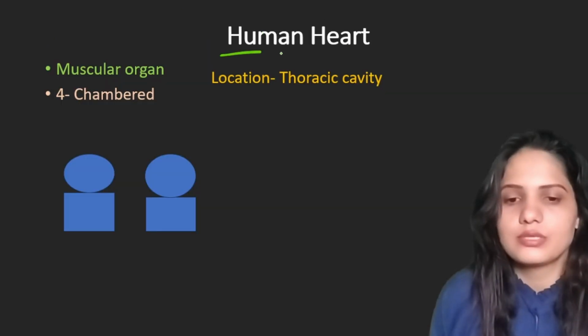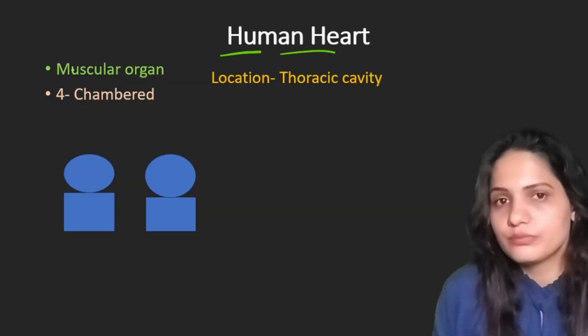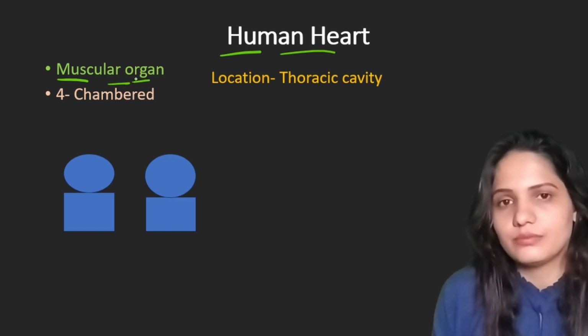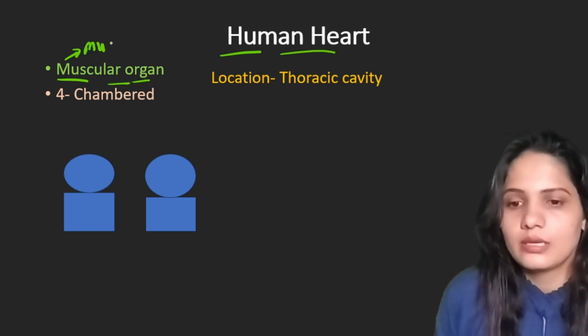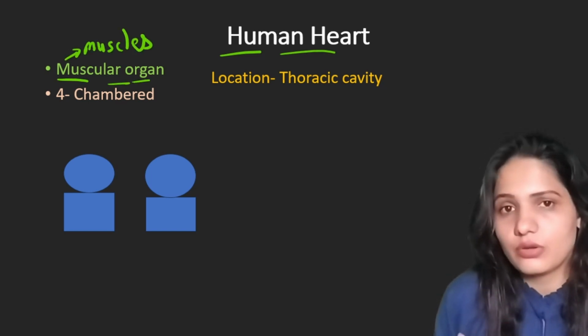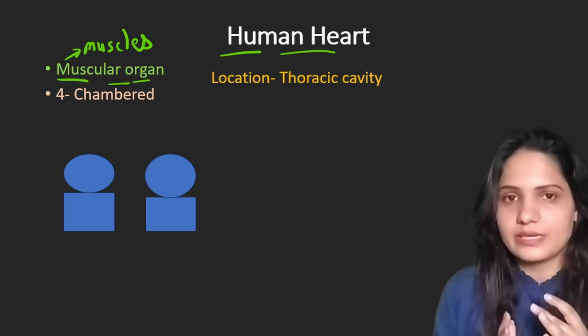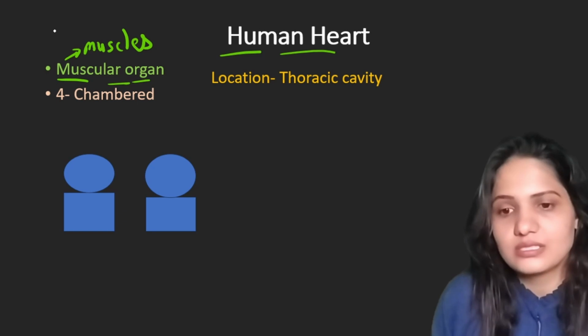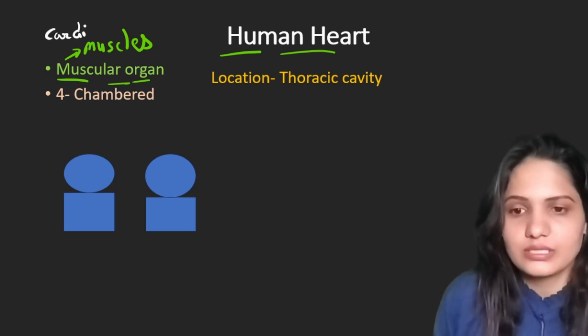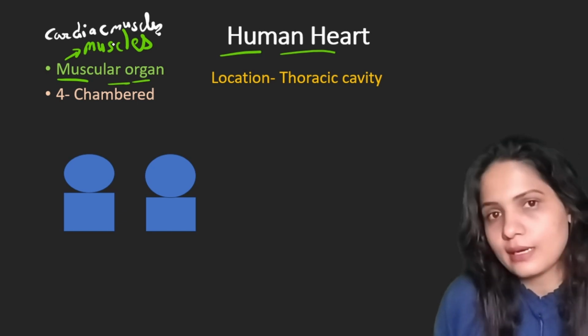Next we have some information on the human heart. Our heart is a muscular organ. What does this mean? Muscular means muscles. Our heart consists of certain muscles which are specific to the heart. They are present in the heart only, and those muscles are cardiac muscles. The muscles present in our heart are cardiac muscles.